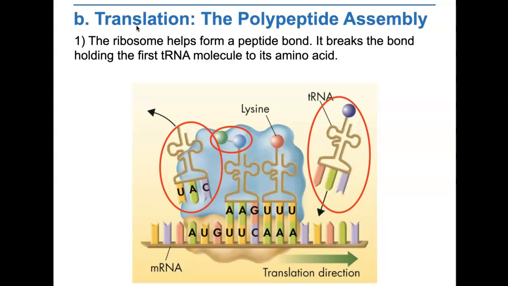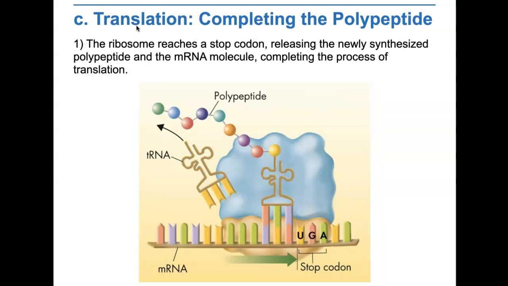The polypeptide chain continues to grow until the ribosome reaches the stop codon on the mRNA molecule. Then it releases both a newly synthesized polypeptide and an mRNA molecule.